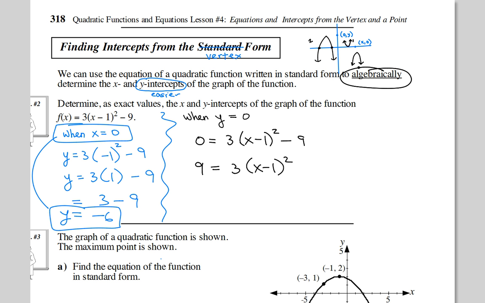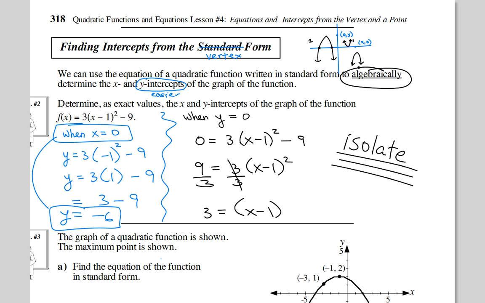And now what? Isolate, isolate, isolate. What's in the way right now, Joel? So what are you going to do with it? So divide by 3. You get 3 equals (x minus 1) squared. Now what? Good, square root it. That's going to unlock. Unlock with square root, okay?